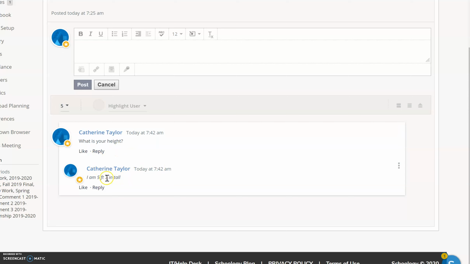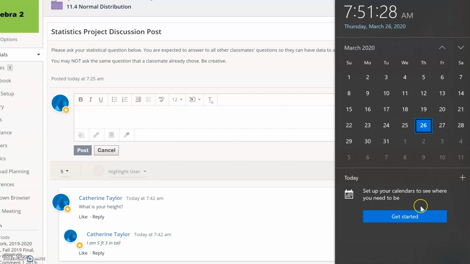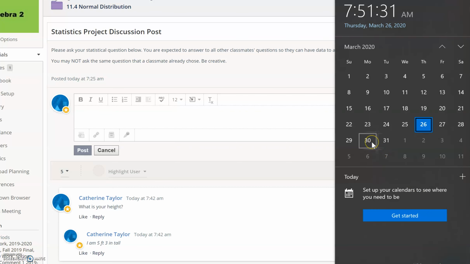Everyone should at least have their question posted here, so you're welcome to also collect your data using this discussion post. Now, one thing I want to be clear on: this discussion post is due before the project is due. You need to post your question by Monday, March 30th, and you need to be answering people's questions by Monday, March 30th, because this entire project is due Thursday, April 2nd, and people need time to actually have data to collect.